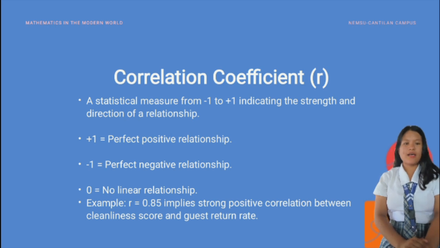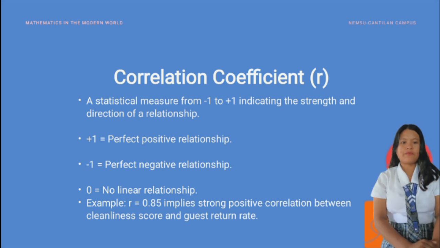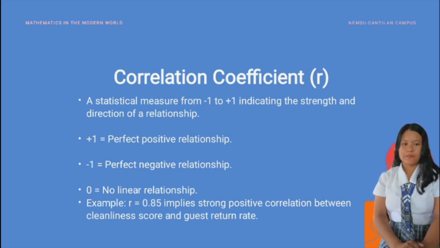Correlation coefficient is a statistical measure from -1 to +1, indicating the strength and direction of a relationship. +1 is a perfect positive relationship, and -1 is a perfect negative relationship. 0 is no linear relationship. Example, r equals 0.85 implies a strong positive correlation between cleanliness score and guest return rate.